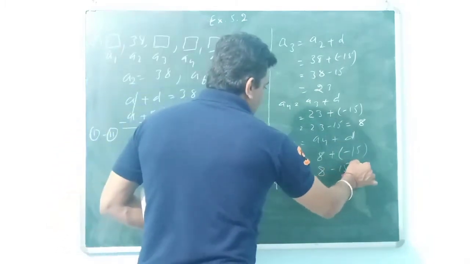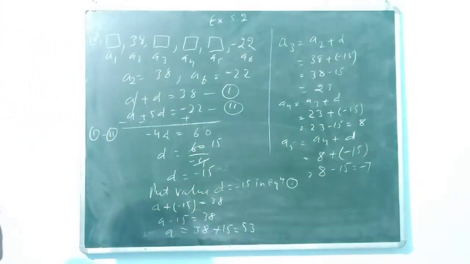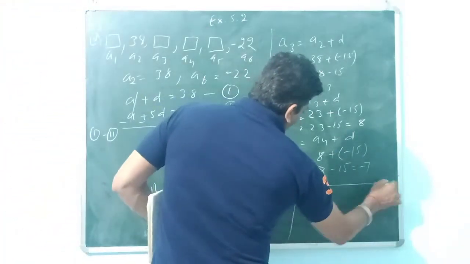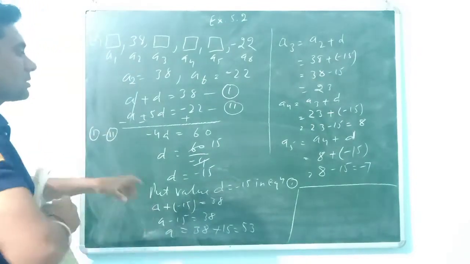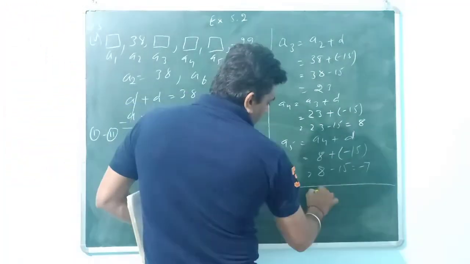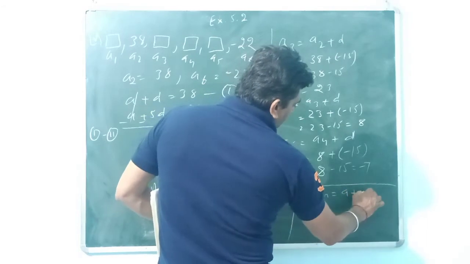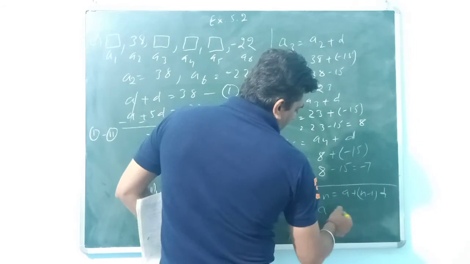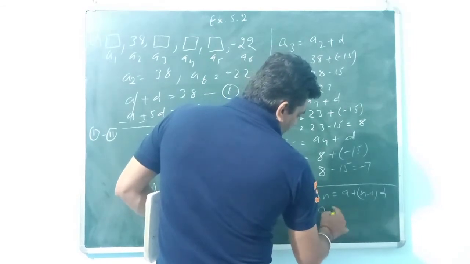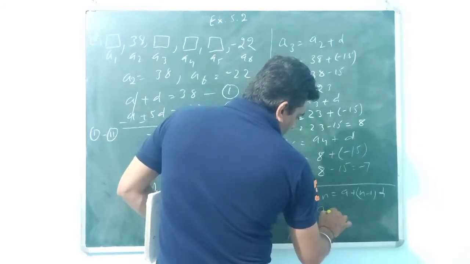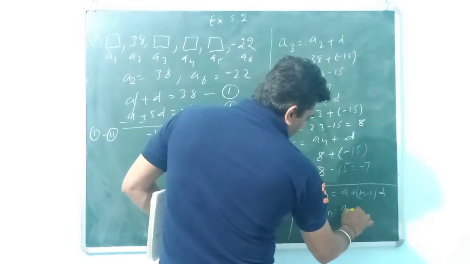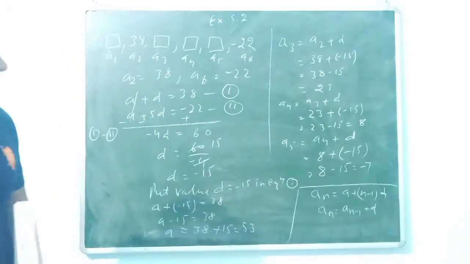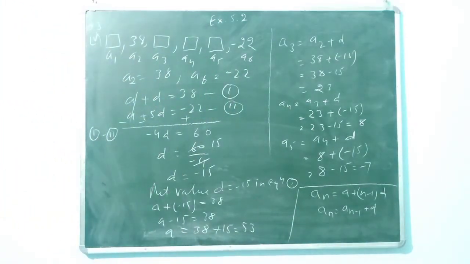This becomes minus 7. So only one formula is used in this exercise, in all these three questions: an is equal to a plus n minus 1 into d, or an is equal to a n minus 1 plus d. Move to question number 4.